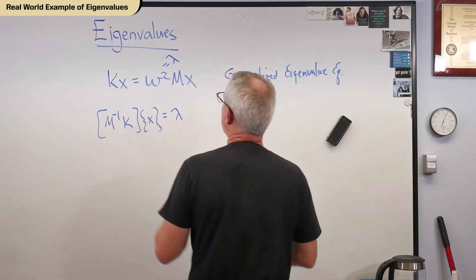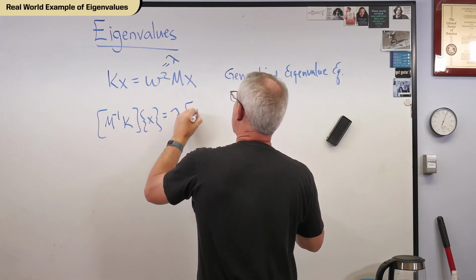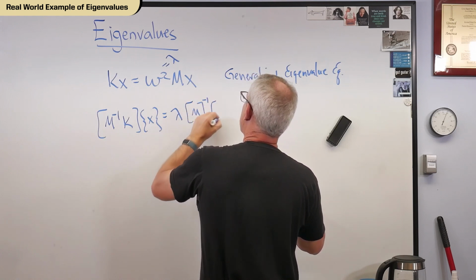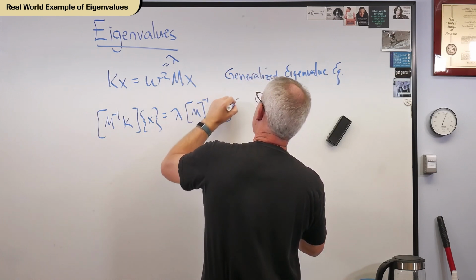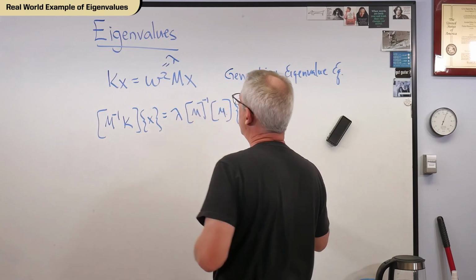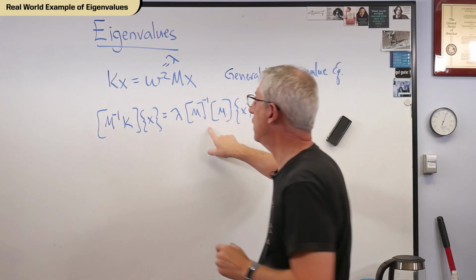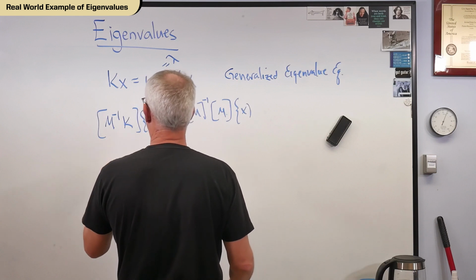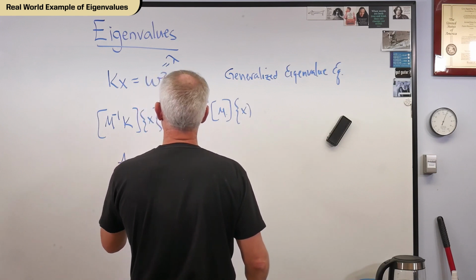Now what's the inverse of M times M? That's not a very good M. There. That's going to be the identity matrix, isn't it? So I don't know what I'll call this. I'll call this, I don't know, how about A?